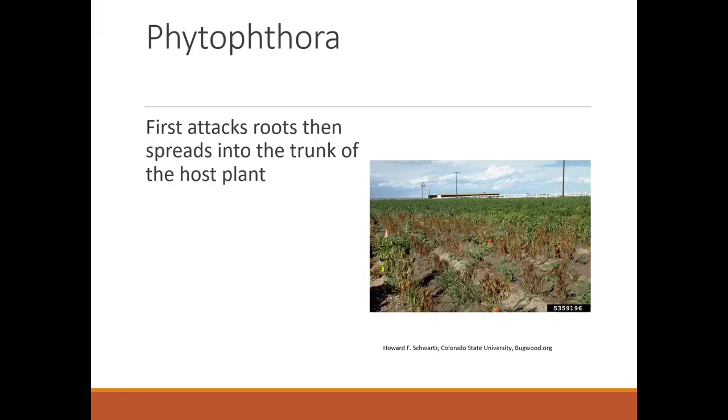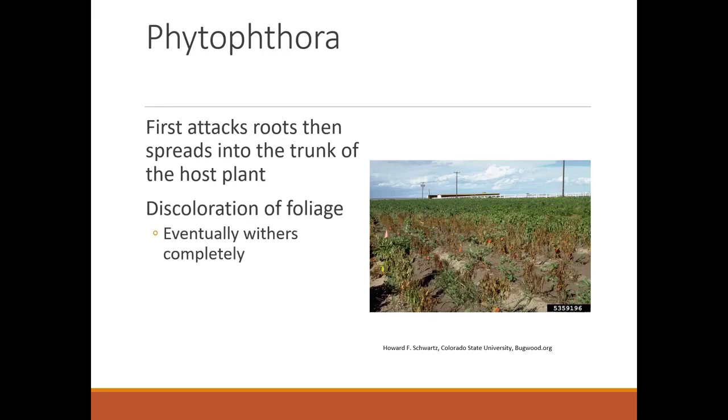So Phytophthora often attacks the roots and then it spreads into the trunk of the host plant. You get the discoloration of foliage. Eventually it withers completely. And of course death occurs.